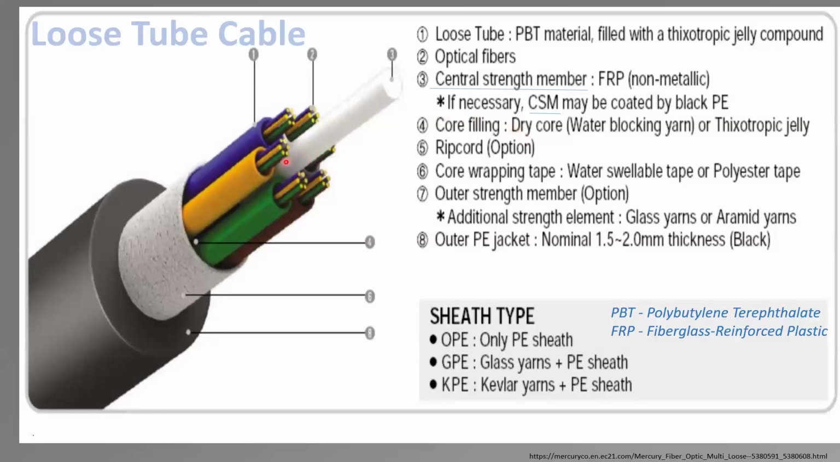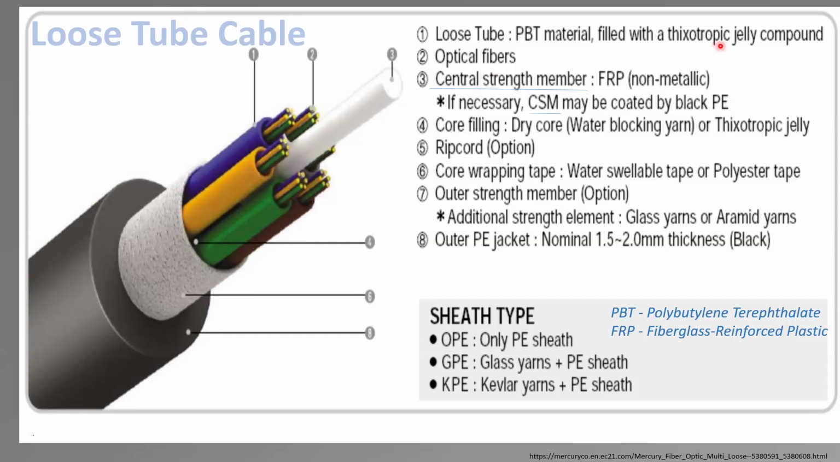Now, the idea of the loose tube is that there are tubes in which the fiber optic strands are inserted and floating freely or loosely. So that's why we have loose tube cable. Okay. Everything else is a protection.